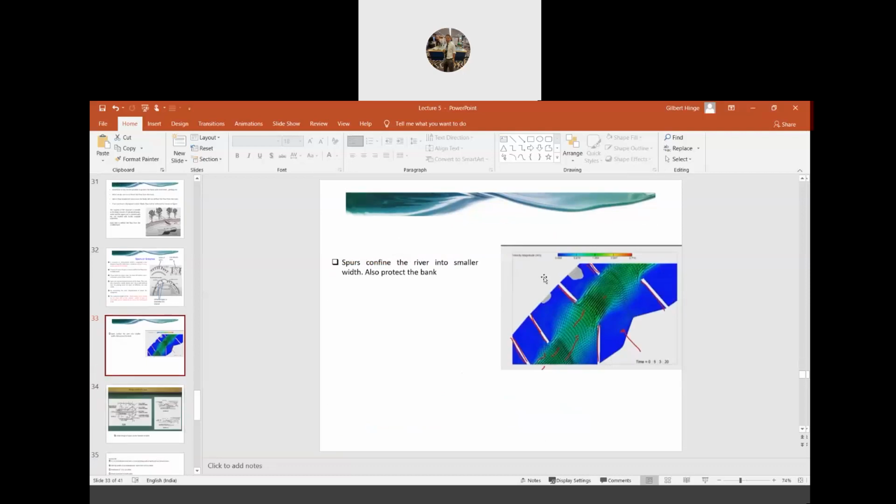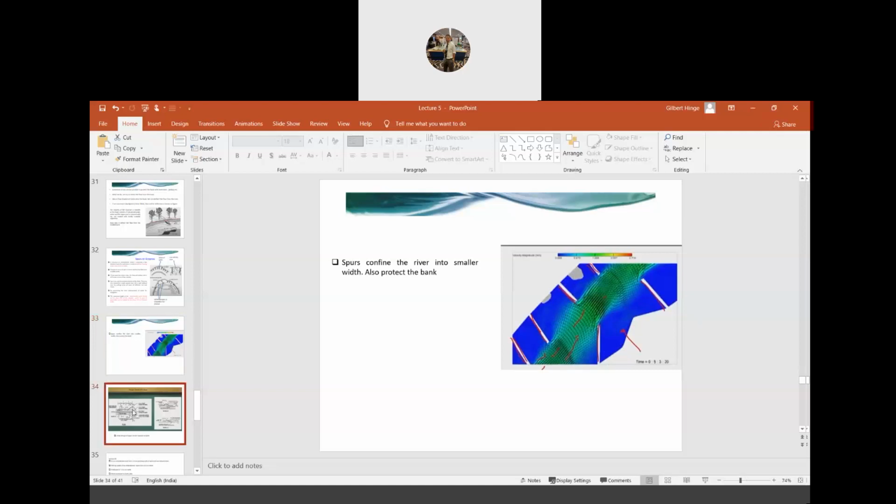Is it clear? See here. This is being done in a model, in a computer. Because of the presence of these spurs, if you put spurs here and then run some kind of modeling in a computer, some kind of software, you can do this in HEC-RAS. You see that the channel is now properly channelized. This area is being protected because we put this kind of spurs. So this is the role of spurs.